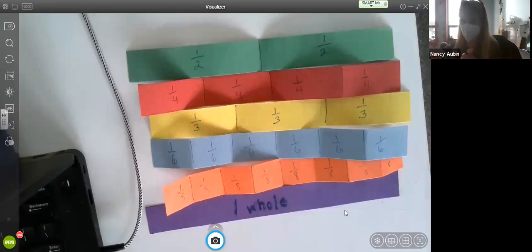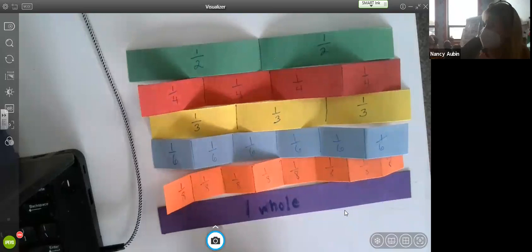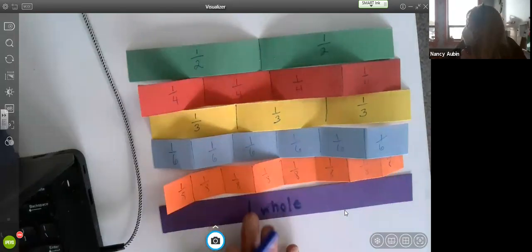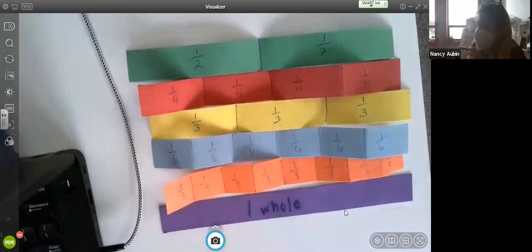One whole. All right. What do you notice about all of these fractions and these bars? Charlie Carr, what do you notice? Thank you, Abby. Sawyer and Charlie and Lila, let's have your attention. Charlie's going to share. What do you notice about these fraction bars? What can you see? What do you see? What do you notice? There's no wrong answer because you're just noticing, right?